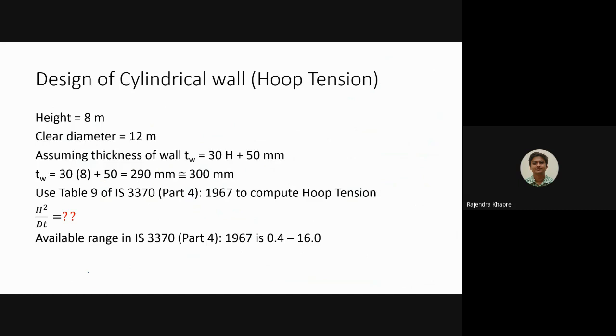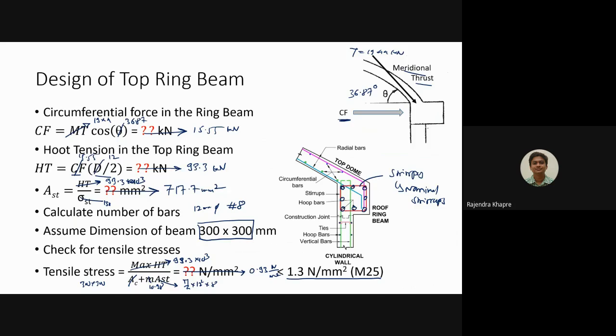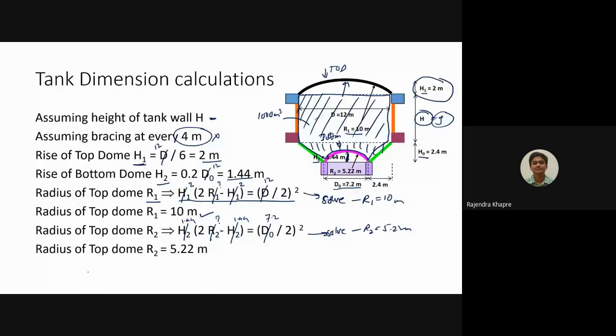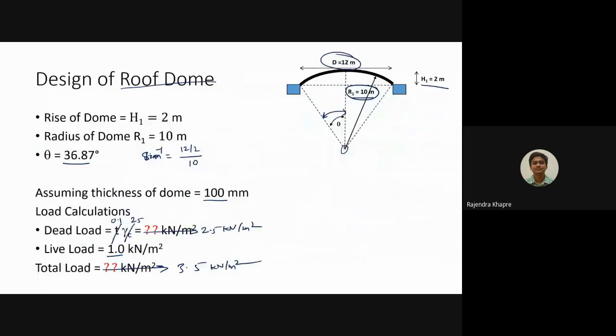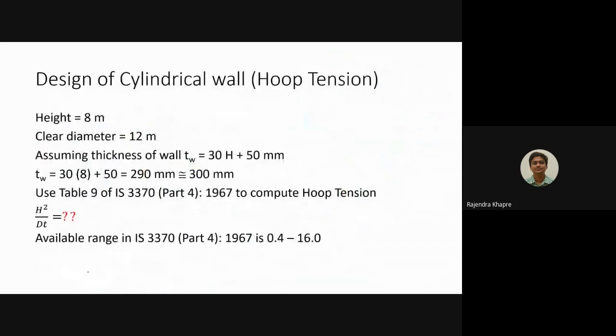Okay, so this cylindrical wall has to be designed as per the codal provisions. It has to be designed for the hoop tension, for the bending, as well as for the shear. If you go back, you'll find that we have taken the dimensions like this. The height was 7.54, which we have rounded off to the higher side. So the height of this cylindrical wall, we have taken as 8 meters, and the diameter of the cylindrical wall was 12 meters. Okay, so with these dimensions, let us start with the design.